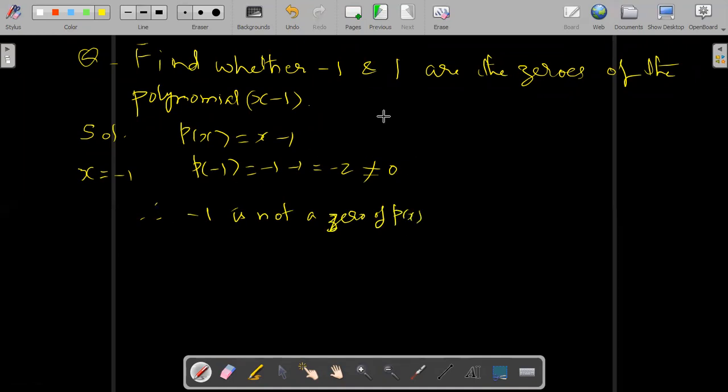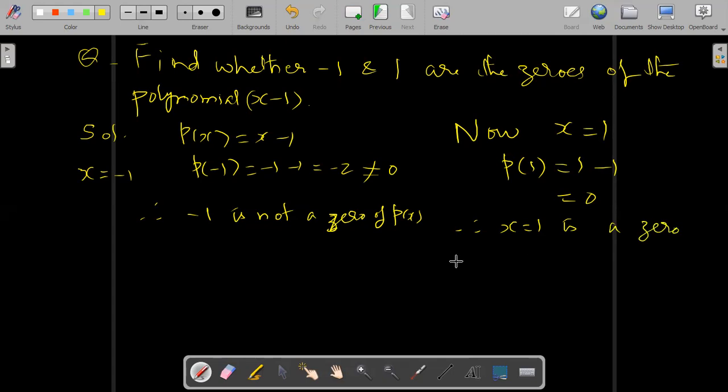And then we will put x is equal to 1. So p(1) will be equal to 1 minus 1, so we get 0. Therefore, x is equal to 1 is a zero of the polynomial p(x) is equal to x minus 1. So we have to just put the value and find out whether it is a 0 or not.